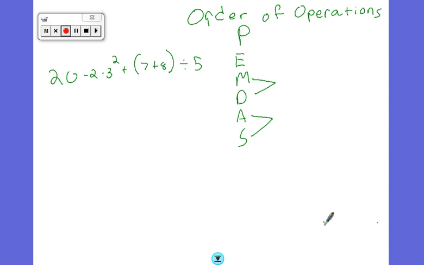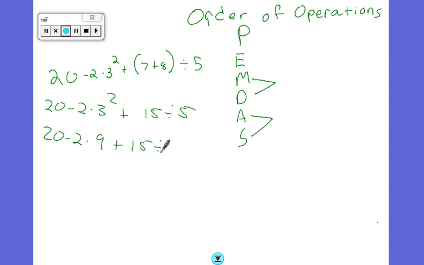Parentheses. So we have 20 minus 2 times 3 squared plus, what's 7 plus 8? 15. 15 divided by 5. What comes next? Exponents. So 20 minus 2 times 9 plus 15 divided by 5. What comes next? Multiplication, division. So that's 20 minus 18 plus 3.